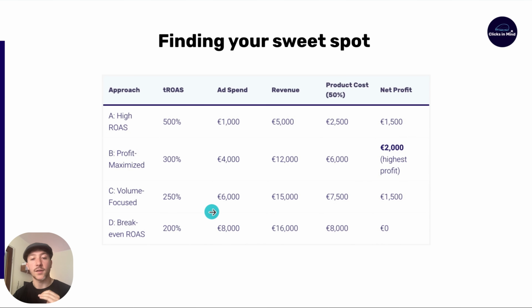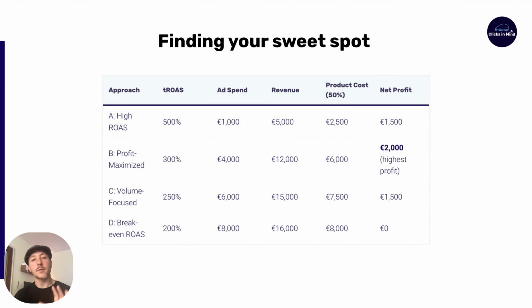You're spending 6,000, you're getting 15,000 in return and you're making also 1,500 net profit. But then there's the sweet spot in this case where you set your ROAS to 300, spend 4,000, get 12,000 in return and make the highest profit, which is 2,000. So here you can see higher ROAS doesn't necessarily mean you're doing the best for your business, but lowering your ROAS could lead to successful scaling here.